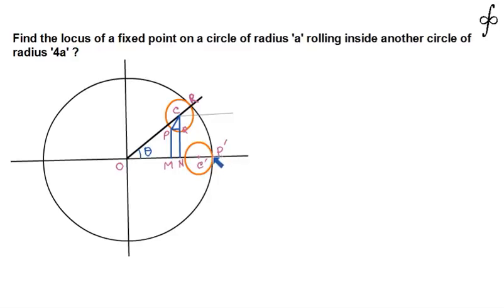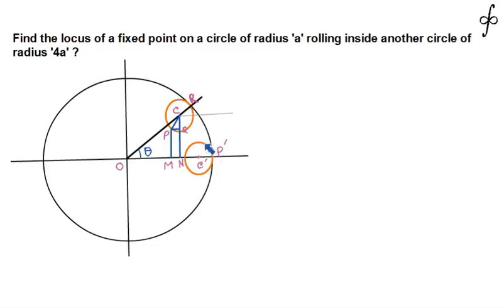So suppose the fixed point is P dash and the center of the smaller circle is C dash. So we are talking about the locus of this point P dash as this circle continuously rolls inside the bigger circle. You see that the point P dash will be traveling to newer positions as the circle rolls inside the bigger circle.